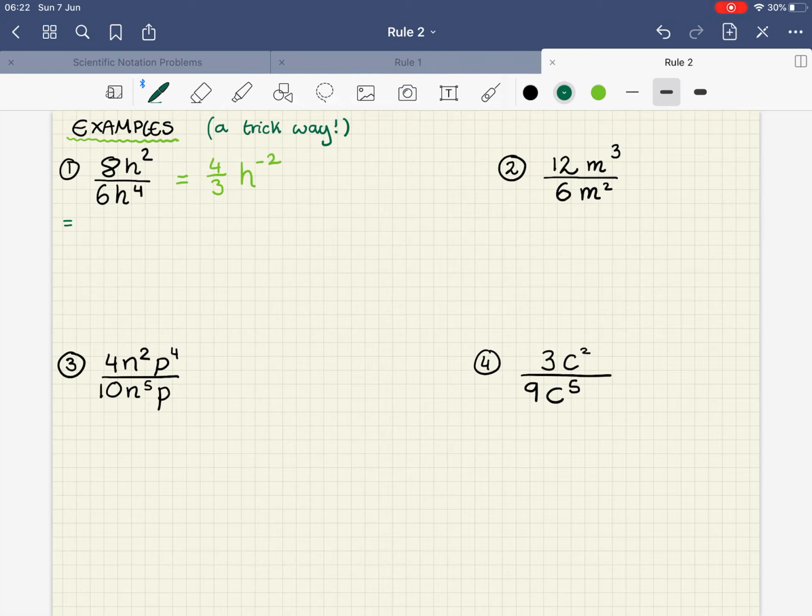Okay, so what we're going to do, we're going to basically break up everything on the top and everything on the bottom. And the first thing I'm going to do, I'm going to essentially factorise my 8 and my 6 and think what my highest common factor is going to be for them. So the highest number that divides into both is going to be 2. So I'm going to have 2 times 4, which is just 8 at the top there. And then my h to the power 2, I'm going to write out my h twice. And then my 6 is going to be 2 times 3. And then I'm going to write out that h 4 times.